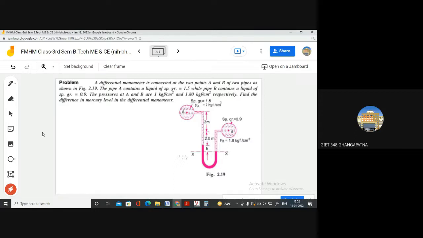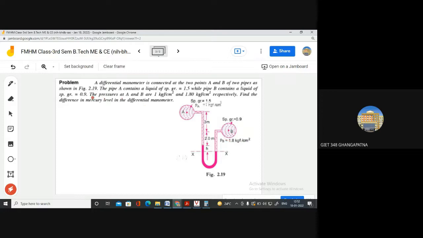A differential manometer is connected at the two points A and B of two pipes, as you can see in the figure. Pipe A contains a liquid which has a specific gravity of 1.5. Pipe B has a liquid with specific gravity 0.9. Remember, in the previous question, the oil was the same in both pipes and the level was also the same. But here it's a totally different question.